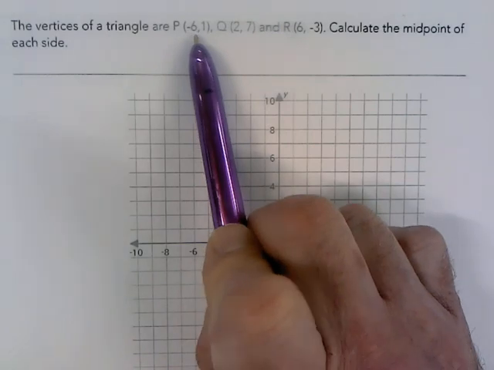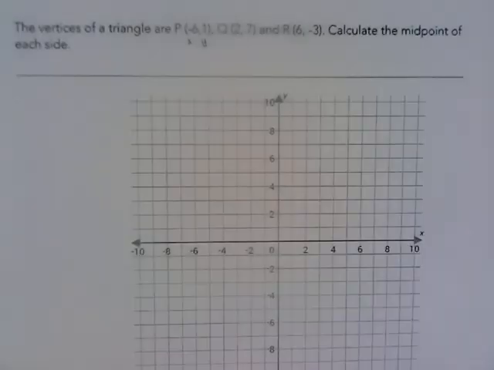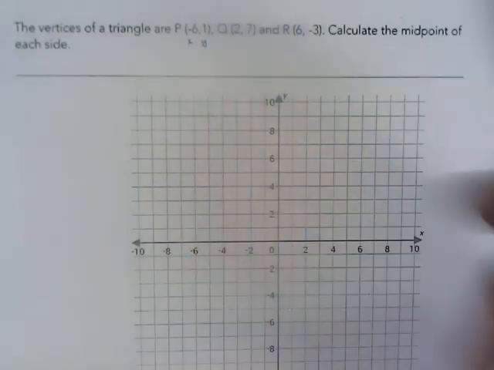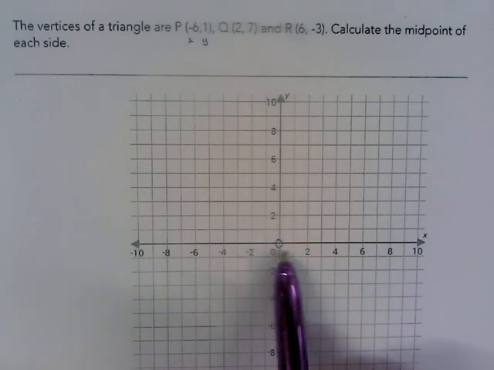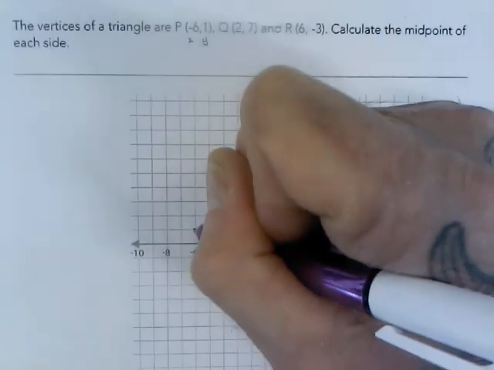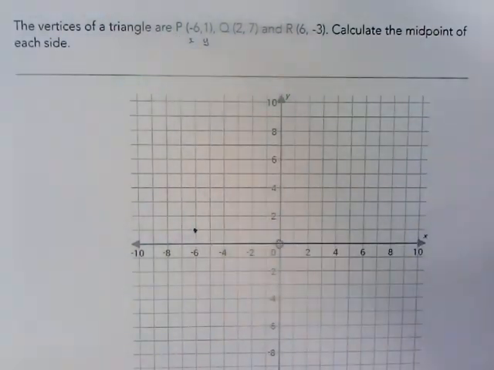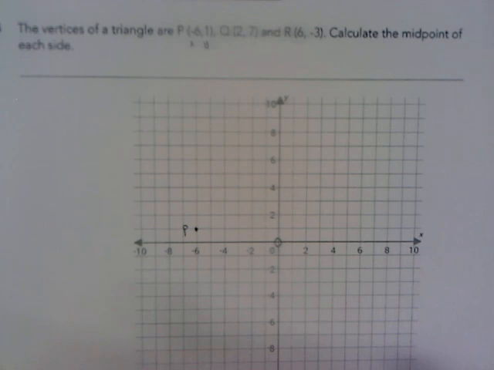So P is -6, 1. We know this is my X and this is my Y. So 6 to the left, up 1. Always starting at the origin, the point 0, 0. -6, 1 is right there. And since that was point P, let's get in the habit of putting the letter P there.